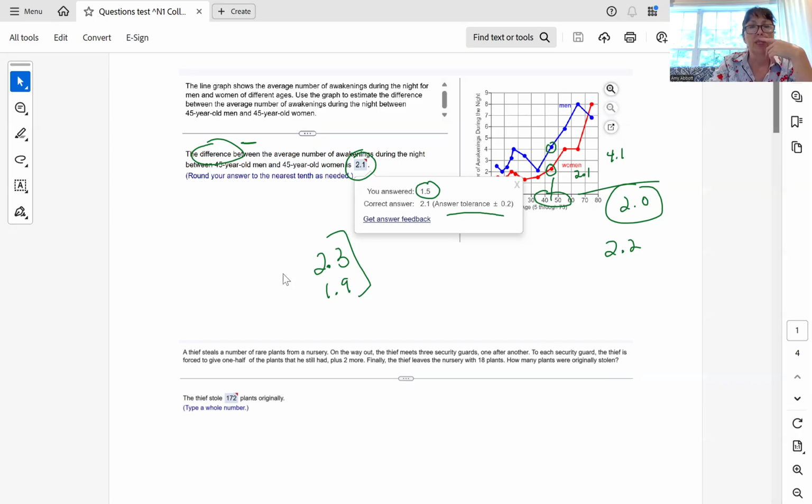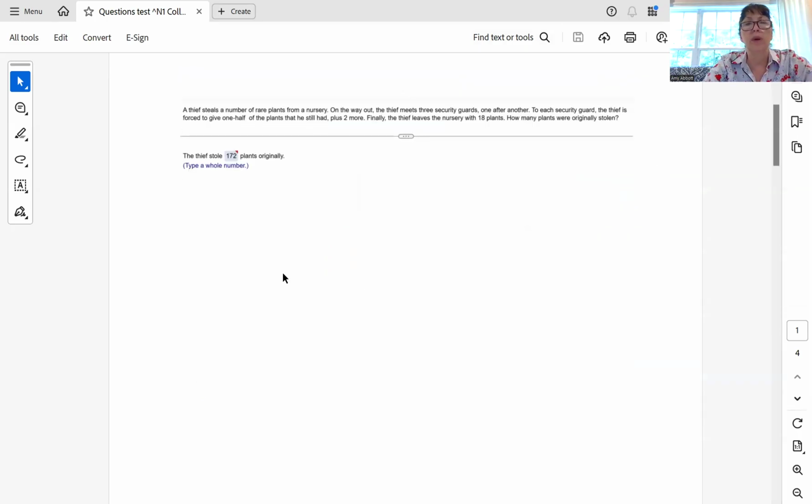The next one down, it says a thief steals a number of rare plants from a nursery. On the way out, the thief meets 3 security guards, one after another. To each security guard, the thief is forced to give a half of the plants he has, plus 2 more. Finally, the thief leaves the nursery with 18 plants. How many plants were originally stolen?